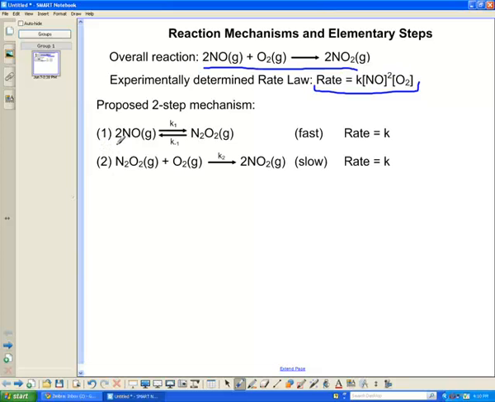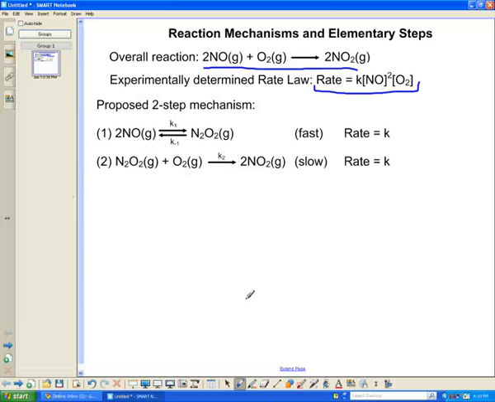Okay? So whenever you see something like this, you won't be expected to come up with a mechanism yourself. Not a complete mechanism like this anyway. You're going to be asked to actually see if you can understand what's going on here and basically see, does this mechanism fit this rate law? And there's several steps to doing that.